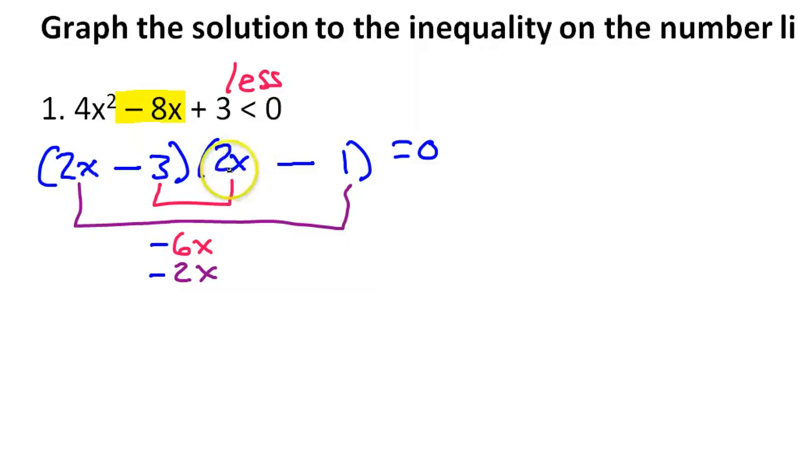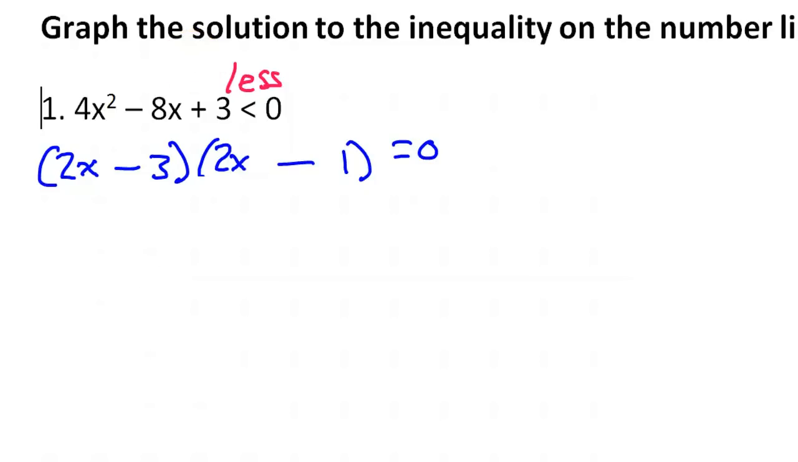Alright, we need to check one last thing. Are we getting the +3 that we need? Well, yes, -3 times -1 is +3. So this is now factored properly. I'm just going to erase that, get it out of the way. So now that it's factored properly, let's set these factors equal to 0, and that will tell us the x-intercepts, the zeros of the function, if you will.